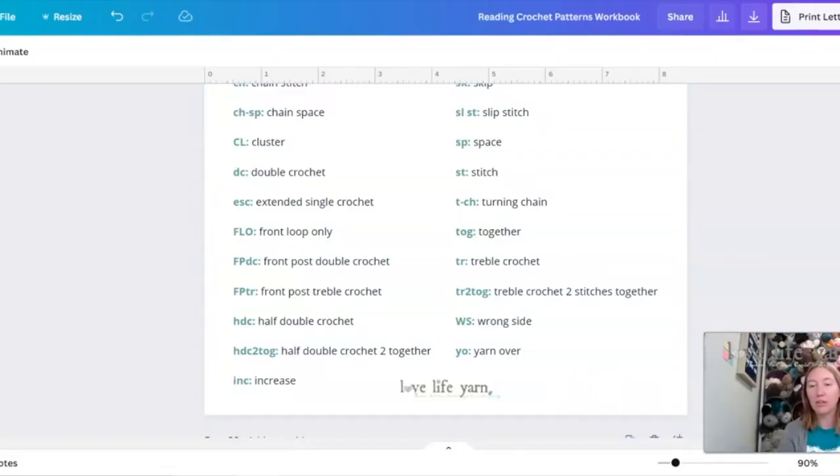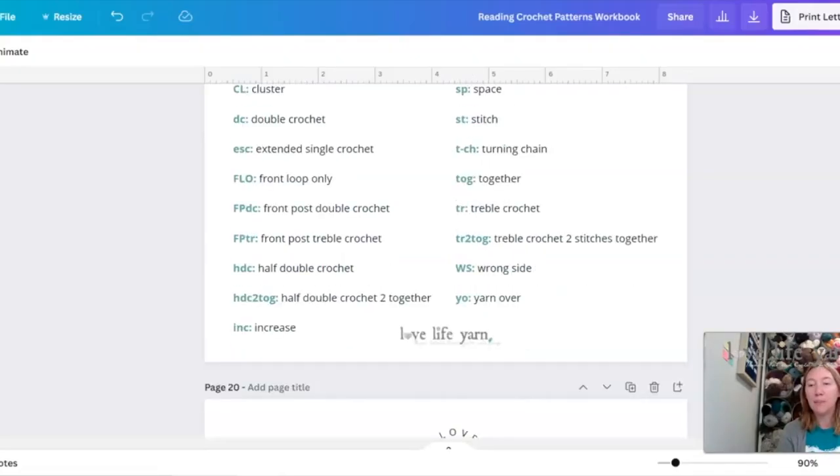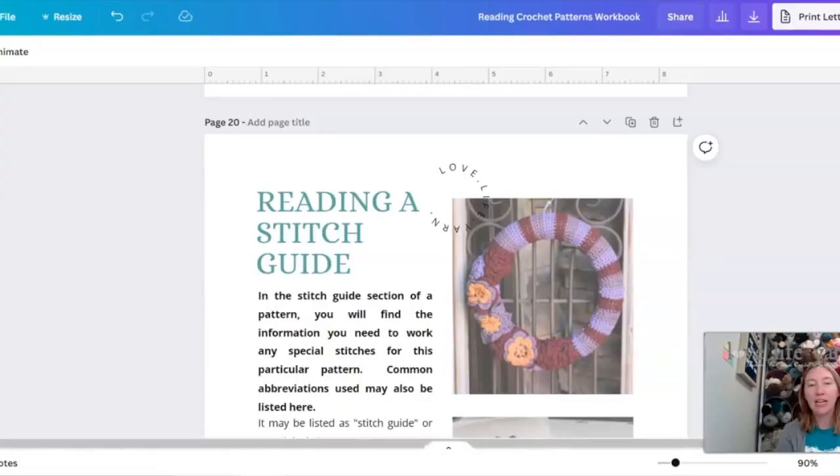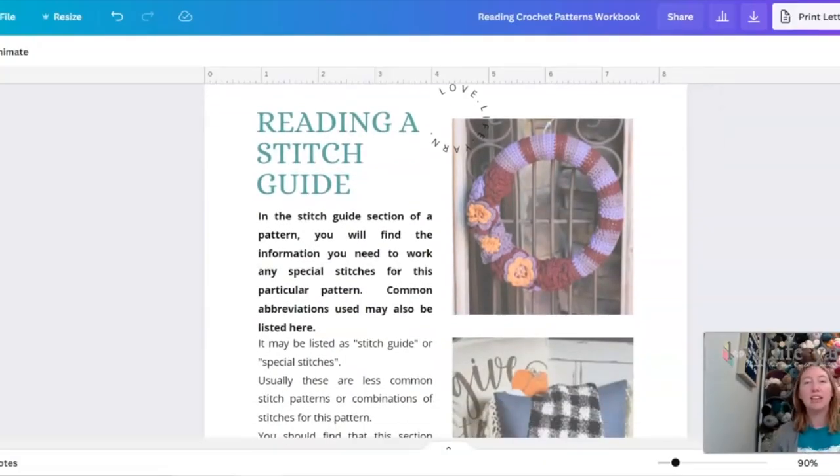Like I said, if you have the workbook, you can print out this cheat sheet. Otherwise, I know they have them online. All right, so let's look at a stitch guide. It'll say special stitches, or it could say stitch guide or stitch descriptions, anything like that. It's the same thing. This is where you'll find the information you need to complete any special stitches for whatever pattern you're doing.